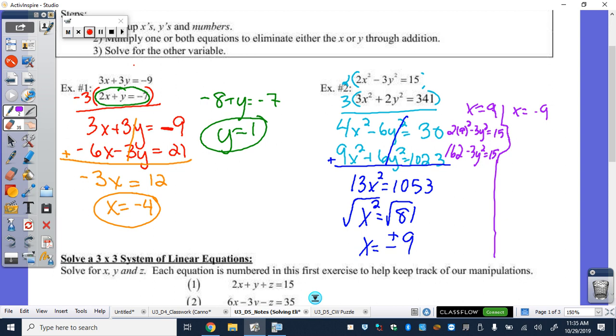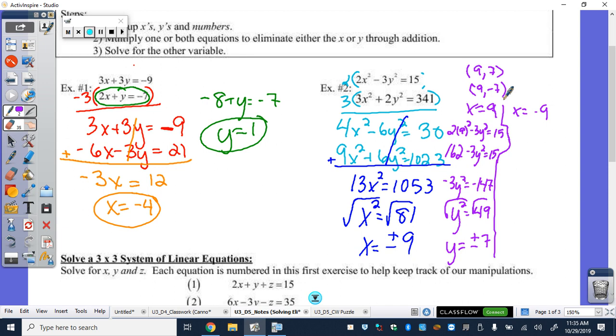So then subtract our 162 over. And what do we get? Negative 147. Divide by negative 3, and we get a 49. Square root it: plus or minus 7. So that gives us the point 9, positive 7, and 9, negative 7.